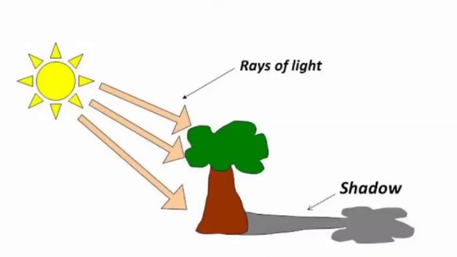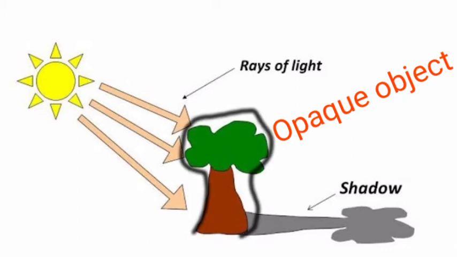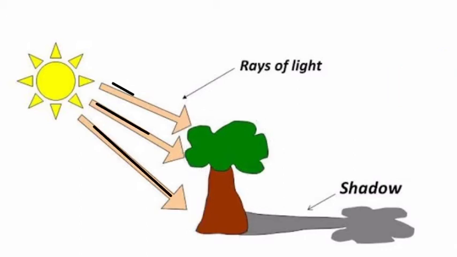Now look at this picture. Can you tell me what kind of an object is a tree? Are we able to see through it? Not really. Hence, a tree is an opaque object. So, when an opaque object is placed in the path of light, the light cannot pass through it.